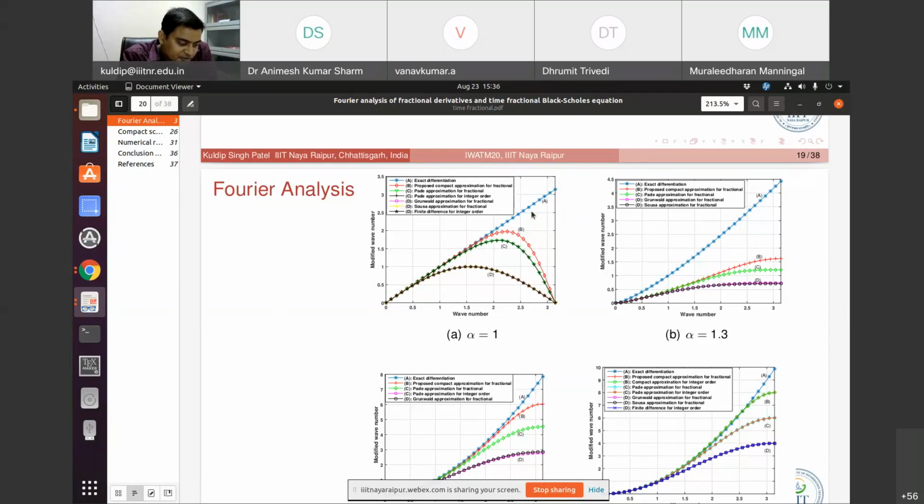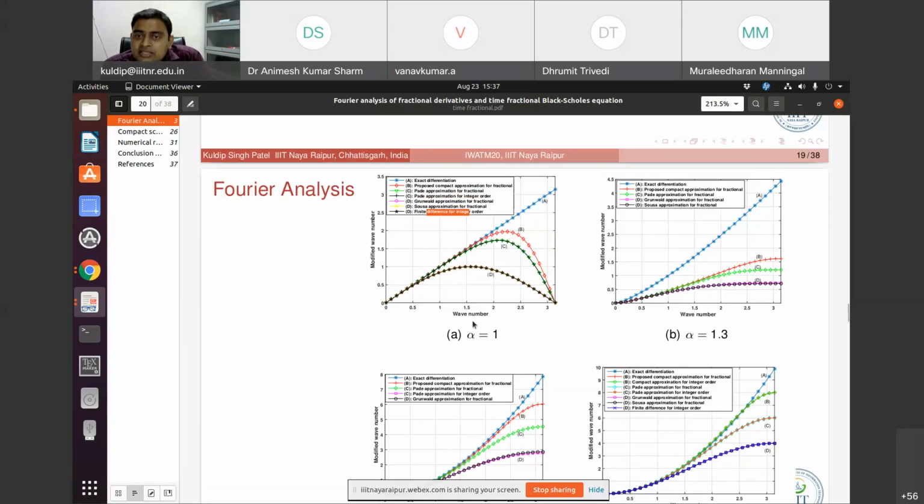If you see, A is the exact differentiation, the blue line. The proposed compact approximation for fractional is the red one. Padé approximation for fractional is the green one. Padé approximation for integer order, I mean first order derivative: for alpha equals to 1 it is integer order. Then Grünwald, the purple one, is the finite difference approximation for fractional and finite difference for integer order.